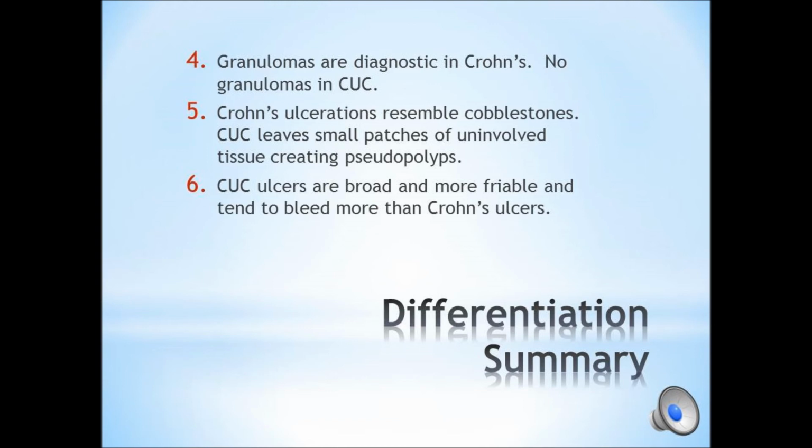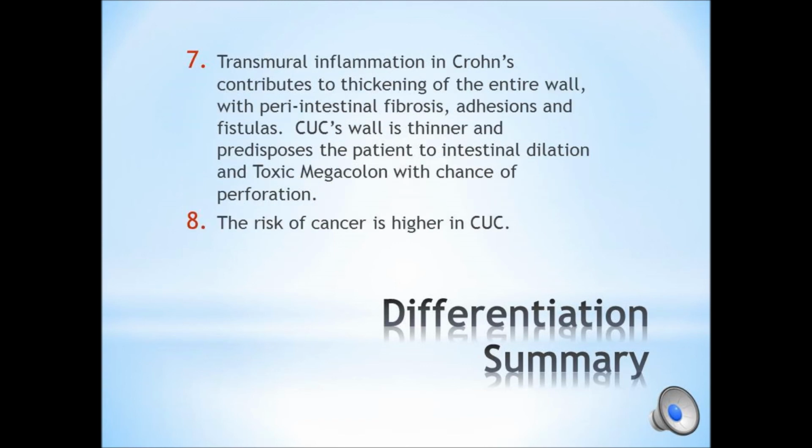Crohn's ulcerations resemble cobblestones, where CUC leaves small patches of uninvolved tissue, creating pseudopolyps. CUC ulcers are broad and more friable, so they tend to bleed. And in Crohn's, transmural inflammation contributes to the thickening of the entire wall with periintestinal fibrosis, adhesions, and fistulas, where CUC's wall is thinner and predisposes the patient to intestinal dilation and toxic megacolon with a chance of perforation. And finally, the risk of cancer is higher in CUC.